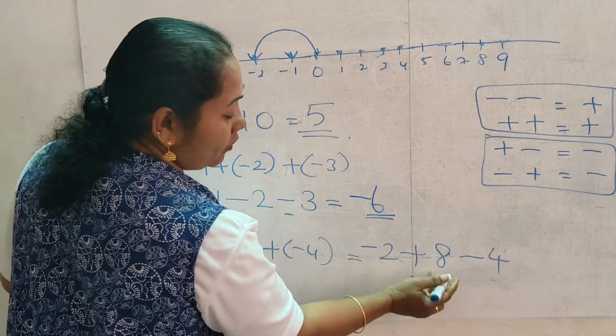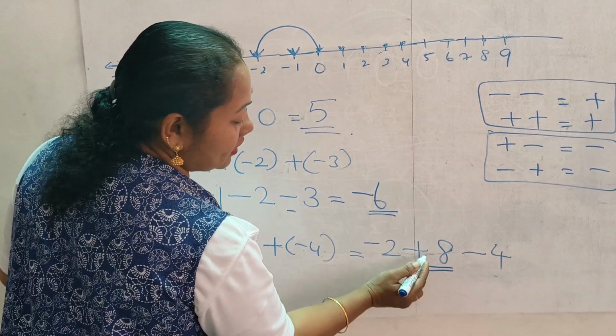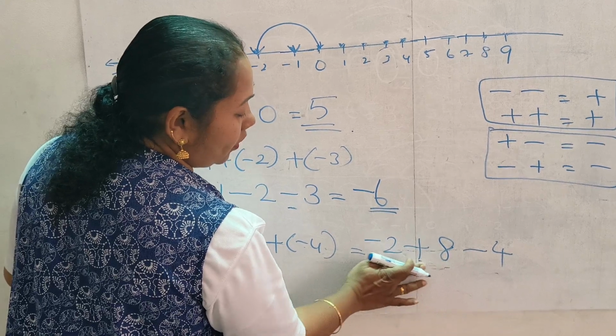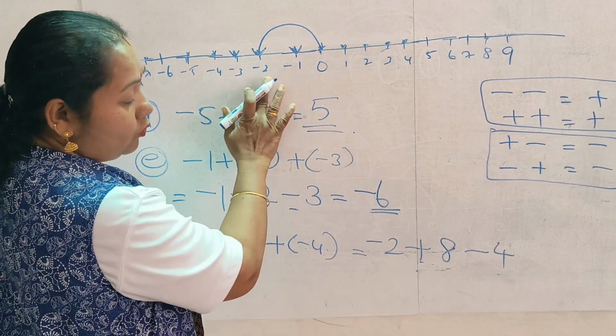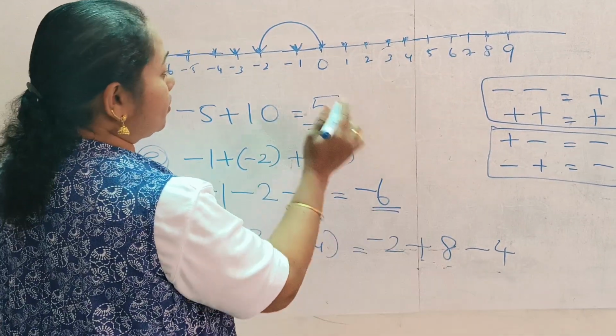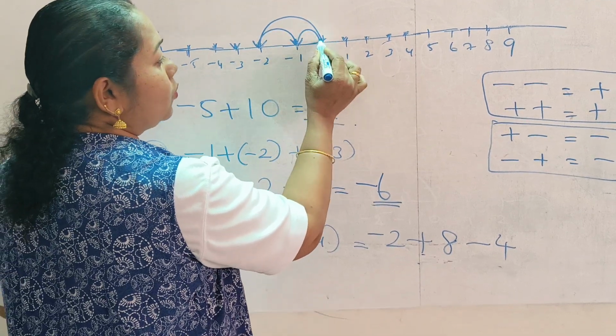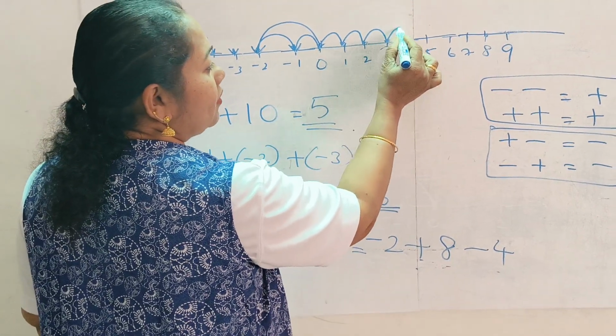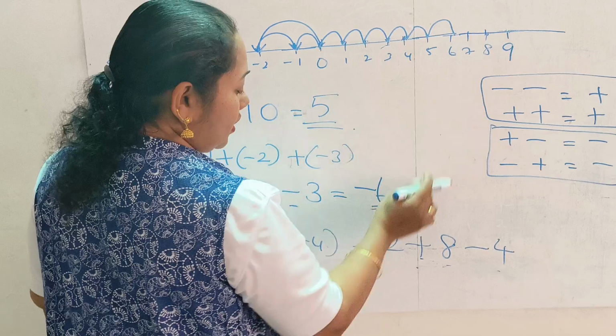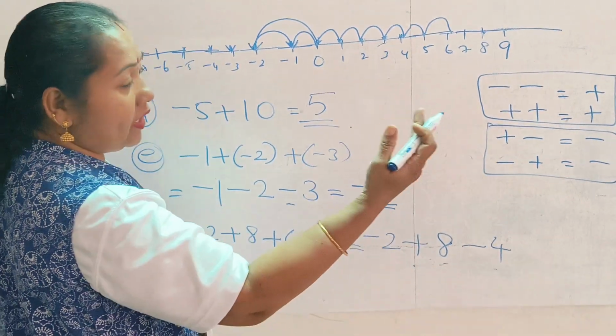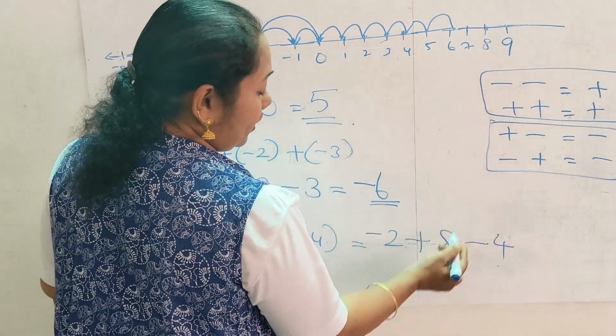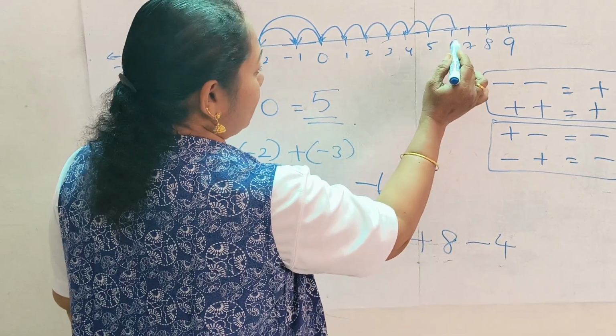From minus 2, we have to go towards right side since it is plus number. So from minus 2, we will go right side 8 numbers. So that means 1, 2, 3, 4, 5, 6, 7, 8. Since it is plus sign, we will go towards the right side. So from minus 2 on the plus side, we got 6.